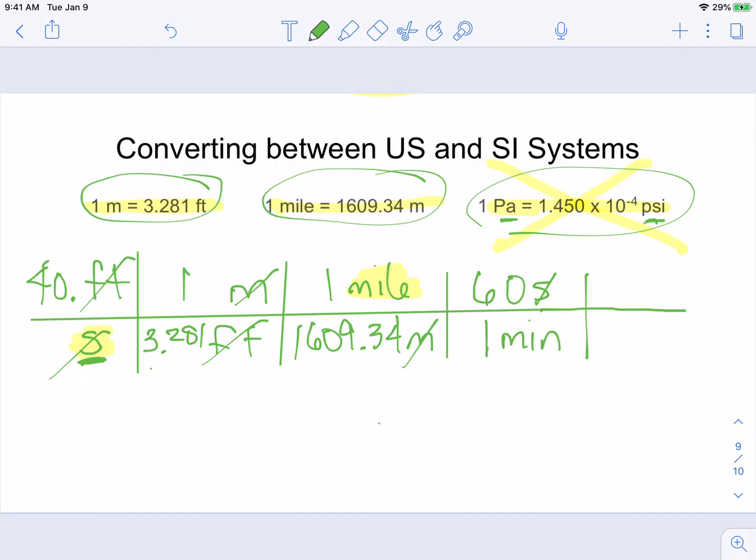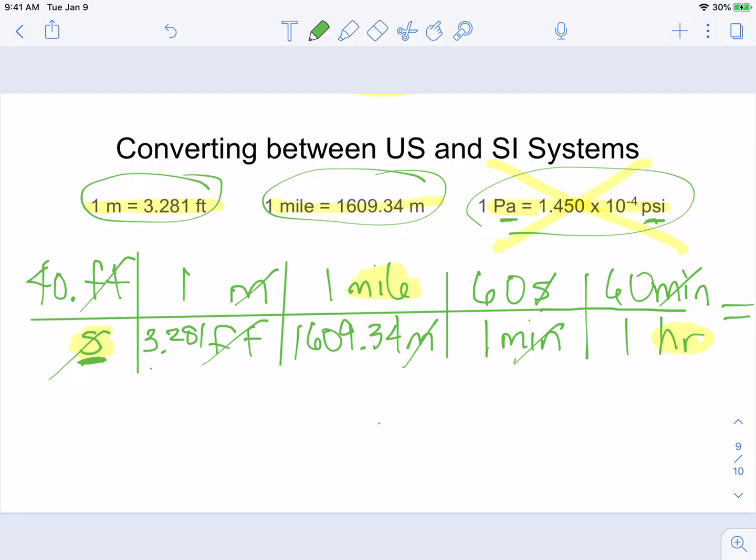Okay, so now I still want to get to miles per hour. I need to change minutes to hours. So I would need minutes to be in the numerator and hours in the denominator. And I know there are 60 minutes in 1 hour. Minutes cancel, and lo and behold, just looking across the top, I have miles. Now in the denominator, I have hours, and I'm going to plug that math into my problem.